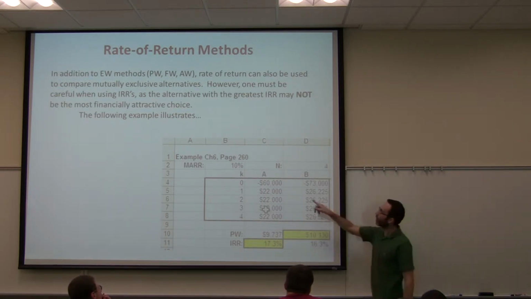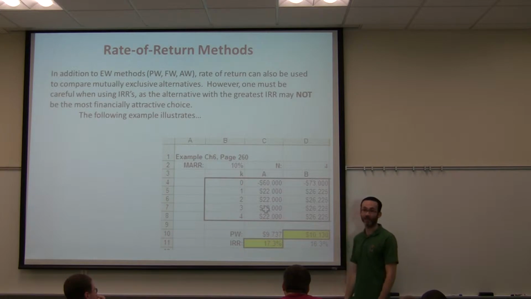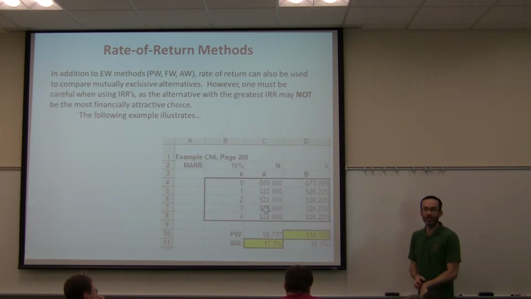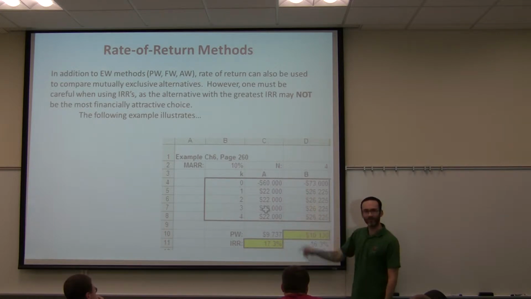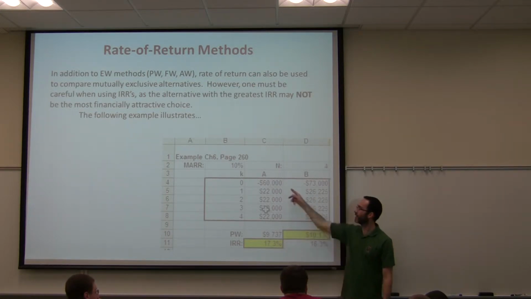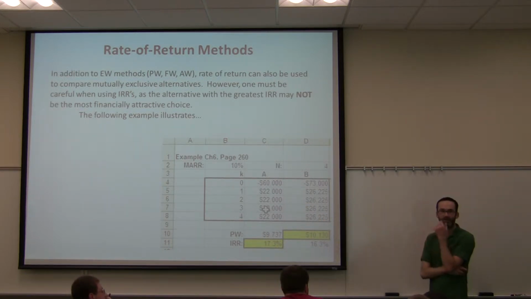Because for me to go buy option A, I've got to borrow $60,000 from the bank, and I'm paying the bank 10% to borrow that money. So I can either borrow $60,000 or I could borrow $73,000. So why would I borrow $73,000 if buying the $60,000 piece of equipment would work just fine?